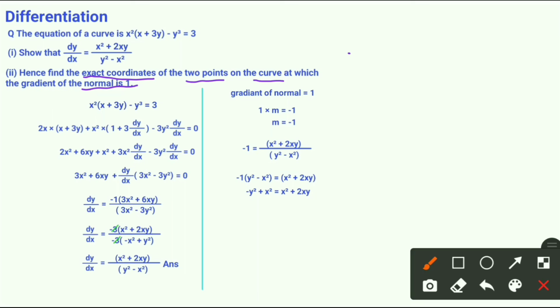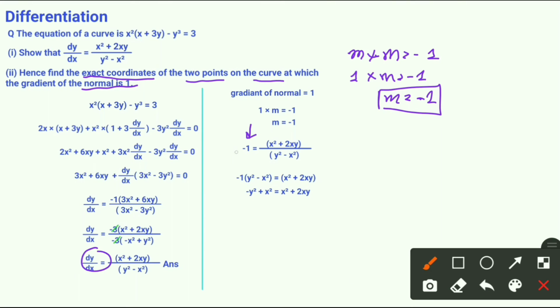Let's say the gradient of the normal multiplied by the gradient of the tangent is equal to minus 1. So the gradient of the normal is 1, and you need to find the gradient of the tangent. So it's going to be minus 1. The gradient of the tangent would be minus 1. So you put minus 1 in here, okay? Then you do some solving and simplifying and multiplying, all that stuff.